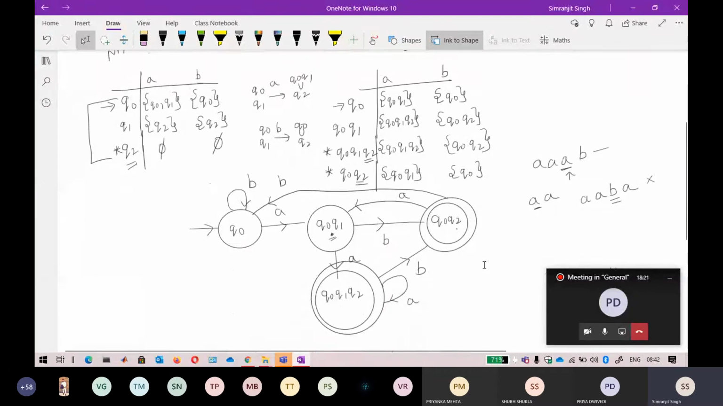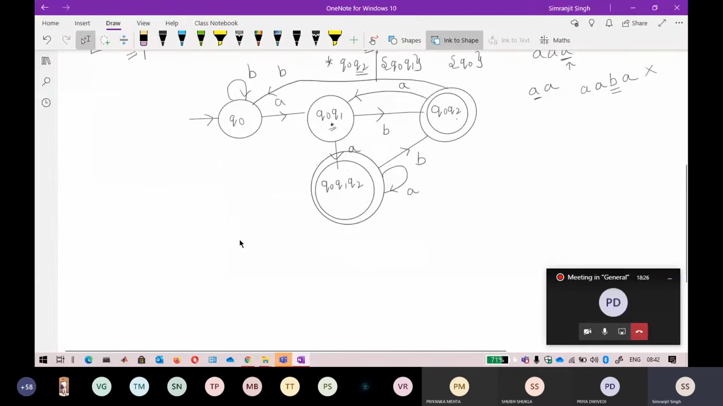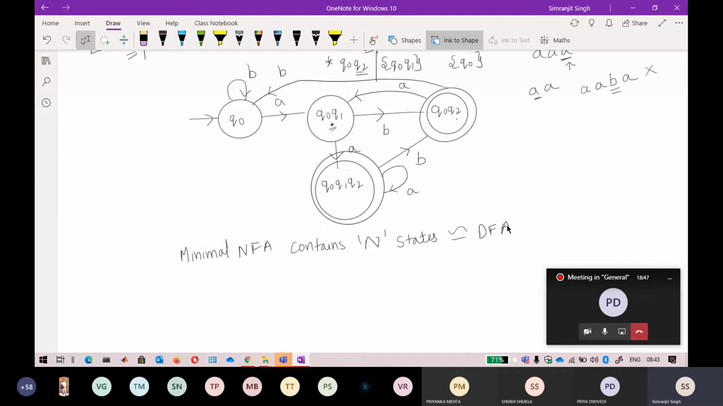Okay. So if I just want to tell you one more thing, suppose a minimal NFA contains n states. So the equivalent DFA can contain 2 raised to power n states, and that is the maximum.